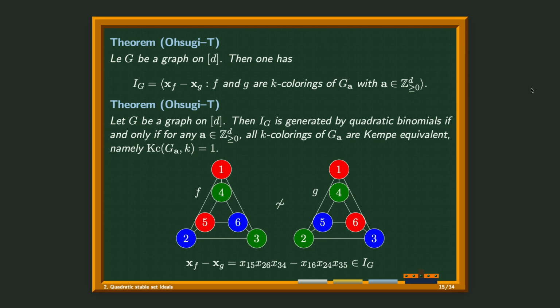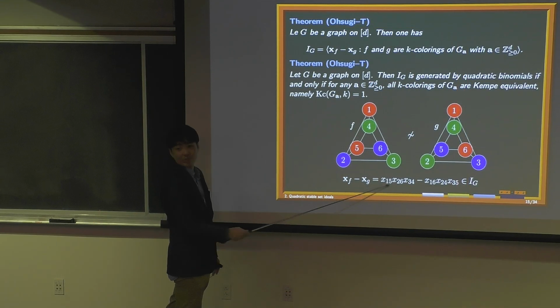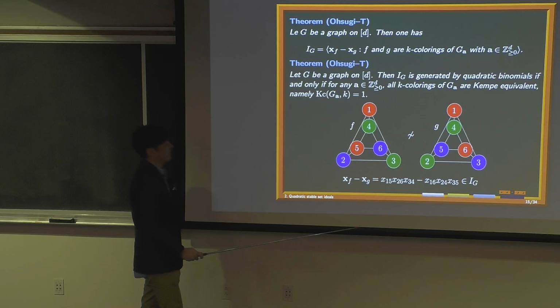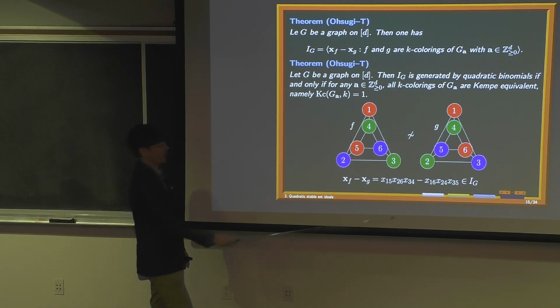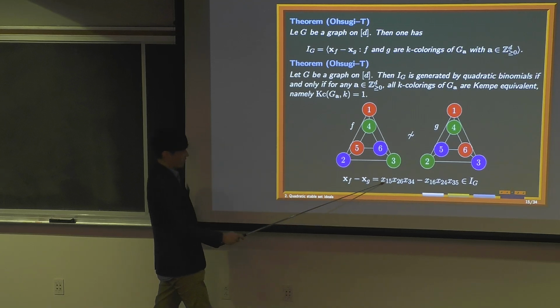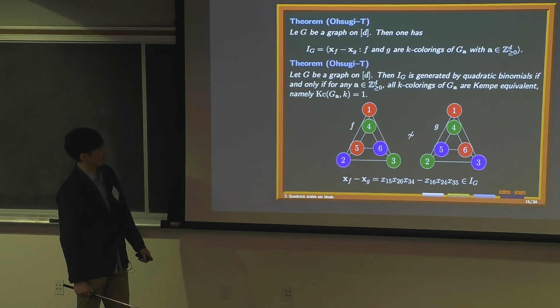Recall that these 3-colorings are not Kempe equivalent. This means the associated binomials of degree 3 cannot be divided by quadratic binomials in I_G. So namely, this is a minimal generator. So I_G is not quadratic. Okay.